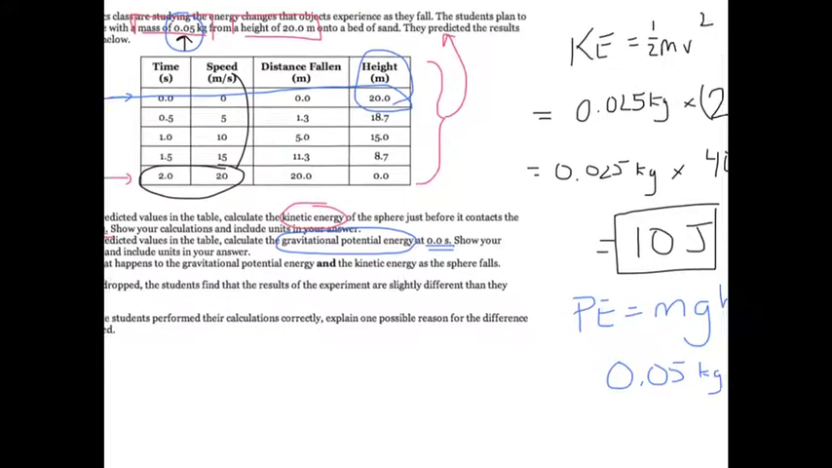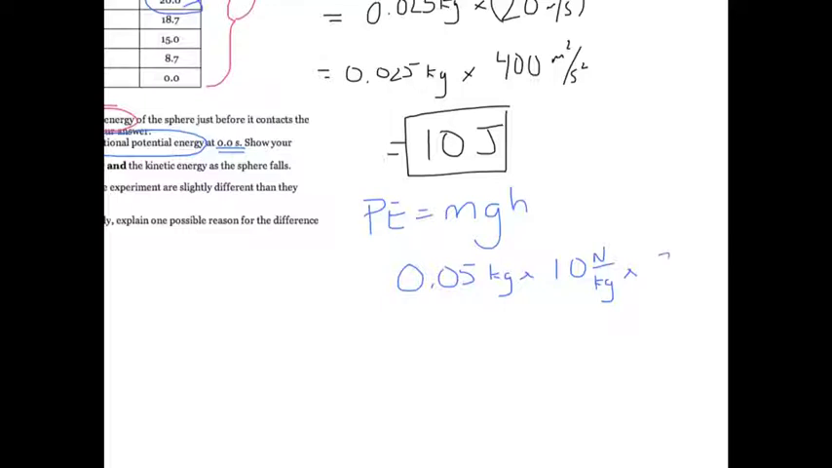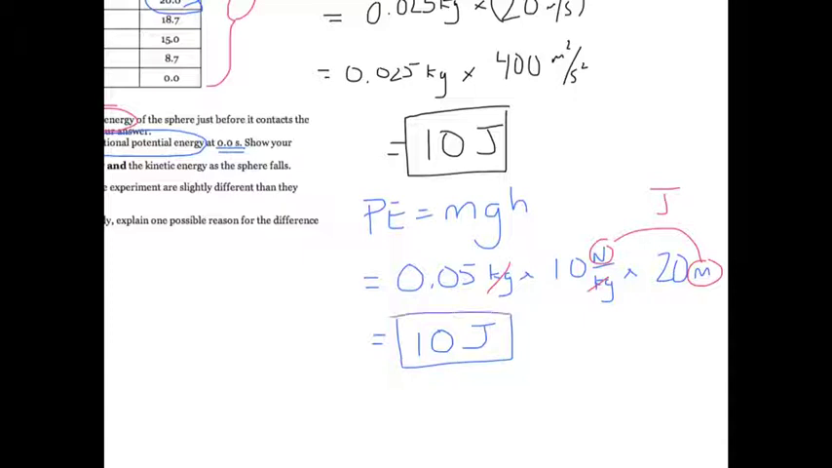All right, so let's plug that in. 20 meters. Notice our kgs cancel out. You're left with Newton meters, which is joules. Do all the math, and you'll find out the answer is 10 joules. And take a look at that. Kinetic energy at the bottom, potential energy at the top. Now, doesn't that make sense?